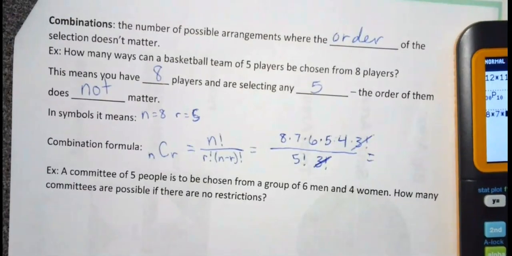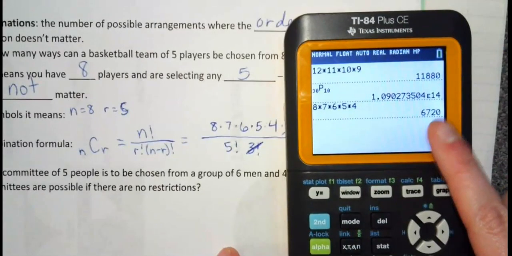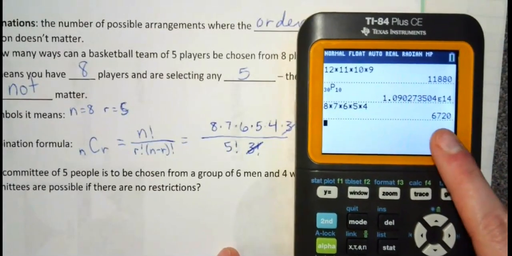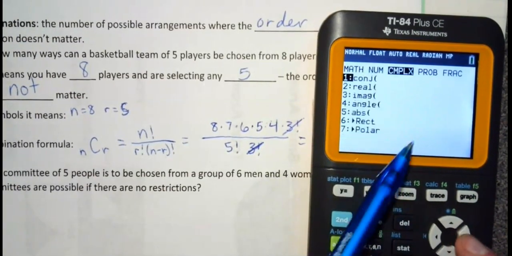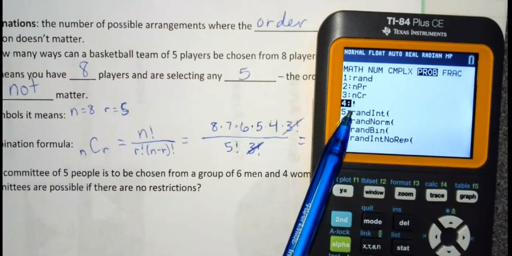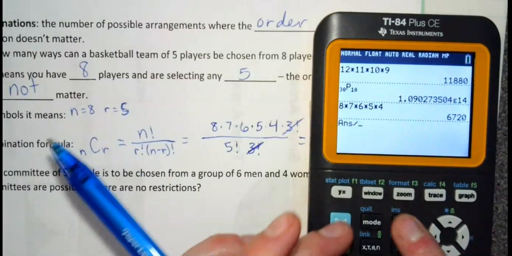But 8 times 7 times 6 times 5 times 4 is going to be this number. That would be the permutation for that if it mattered what order, but we're going to divide that by 5 factorial. So I'm going to go to probability, and I'm going to go to that factorial, which is 4, and I'm going to put 5 in there.